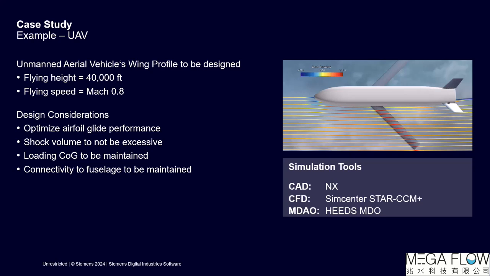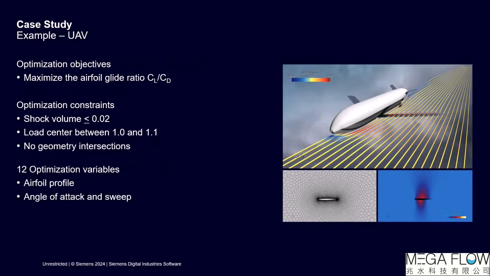Here we utilize NX-CAD for the parametric CAD model, Simcenter CCM Plus for the computational fluid dynamics simulation, and HEEDS MDO for the resulting optimization. Transforming our goals into an optimization problem statement results in the statement shown here. The goal is to maximize the lift-to-drag ratio of the wing, as predicted from Simcenter CCM Plus, while ensuring the shock volume computed from Simcenter CCM Plus is less than or equal to 0.02. Simultaneously, loading and geometry intersection checks are extracted from NX.